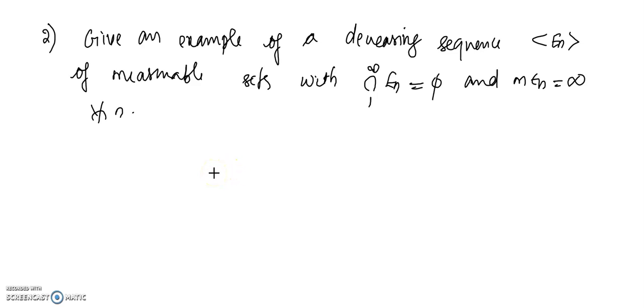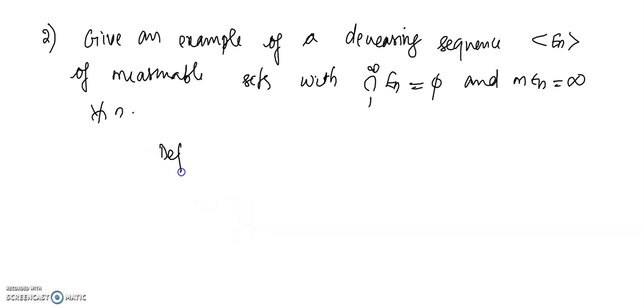The next problem is: give an example of a decreasing sequence En of measurable sets with intersection 1 to infinity En equal to 5 and m of En equal to infinity for all n. So we need to find the decreasing sequence of measurable sets. അപ്പോൾ നമ്മുടെ sequence എടുക്കുന്ന sets decreasing ആയിരിക്കണം, measurable ആയിരിക്കണം. Their intersection must be equal to 5 and measure of each En must be equal to infinity.